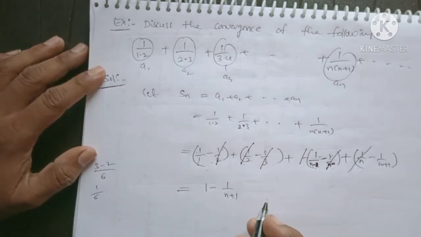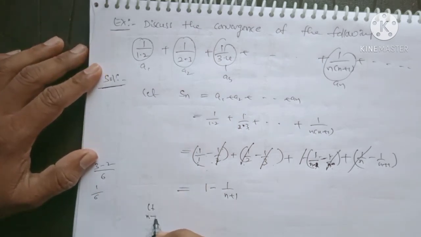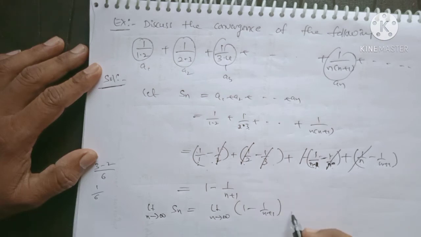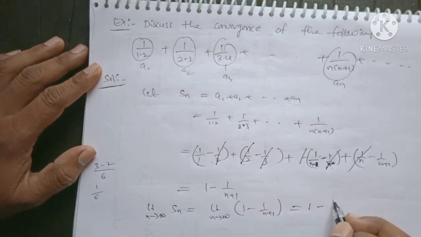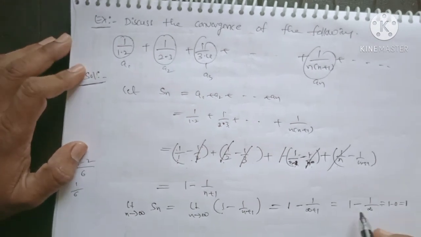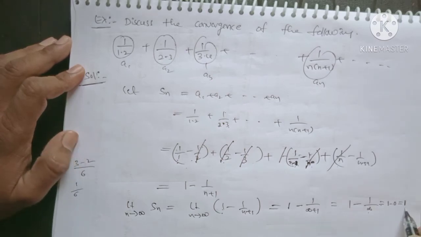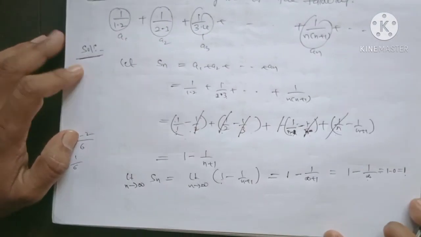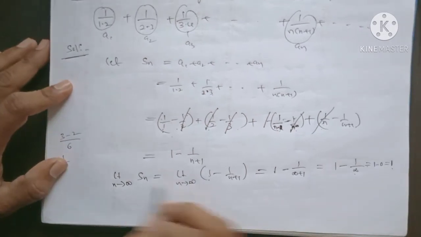Now taking the limit of the sequence. Limit as n tends to infinity of Sn is equal to limit as n tends to infinity of 1 minus 1 by (n plus 1). Here 1 is a constant, and the limit of a constant is the constant, minus 1 by (infinity plus 1), and infinity plus 1 is infinity. 1 by infinity means 0. Therefore 1 minus 0 is equal to 1. So the limit as n tends to infinity of Sn is equal to 1.